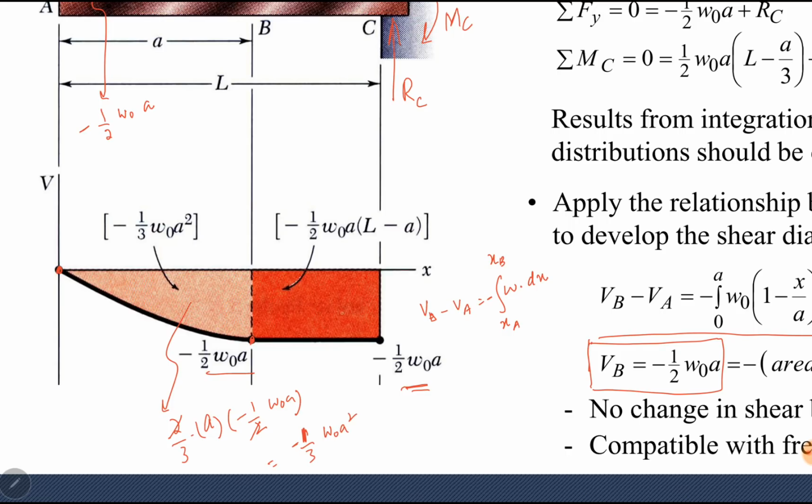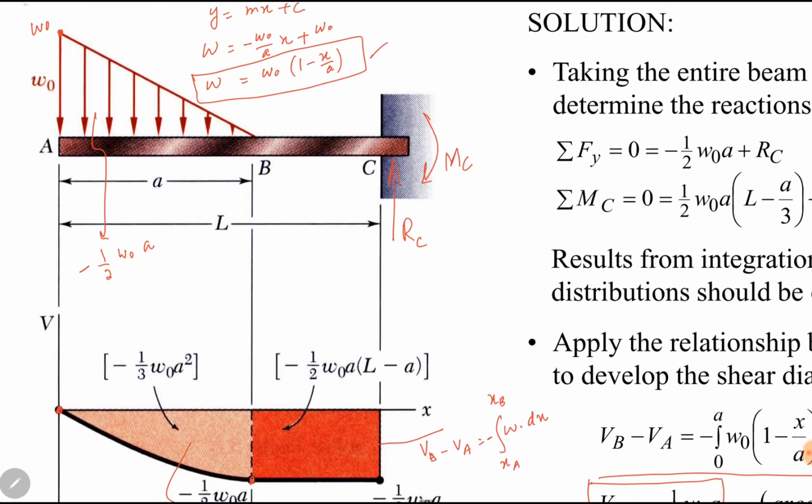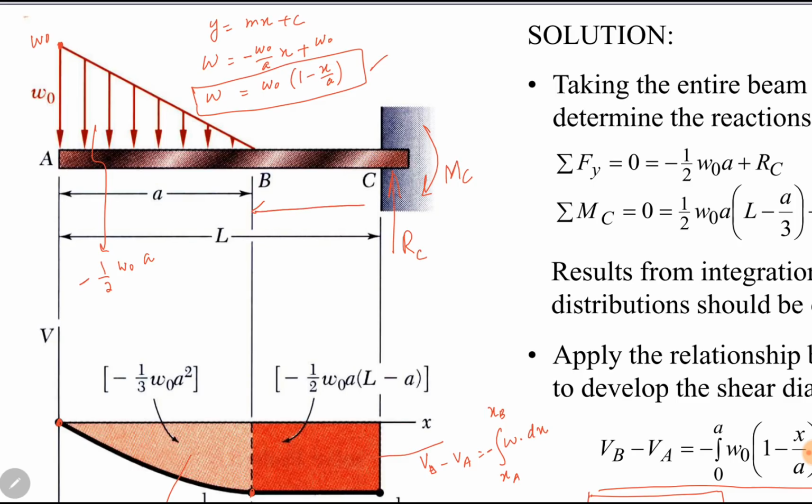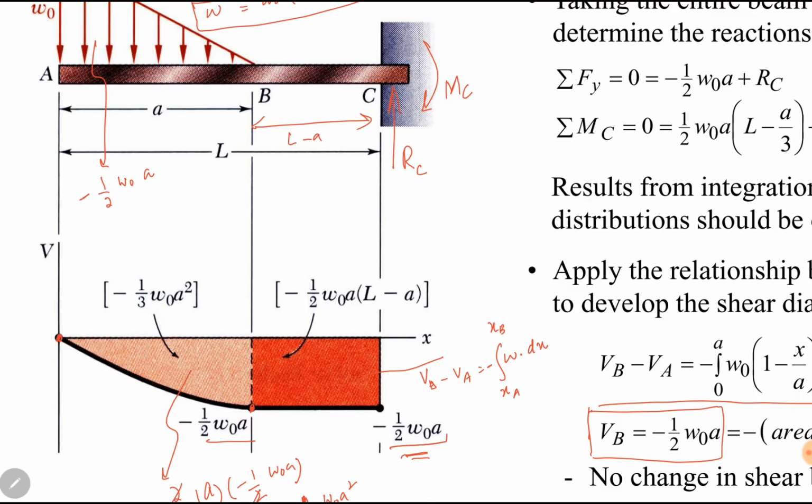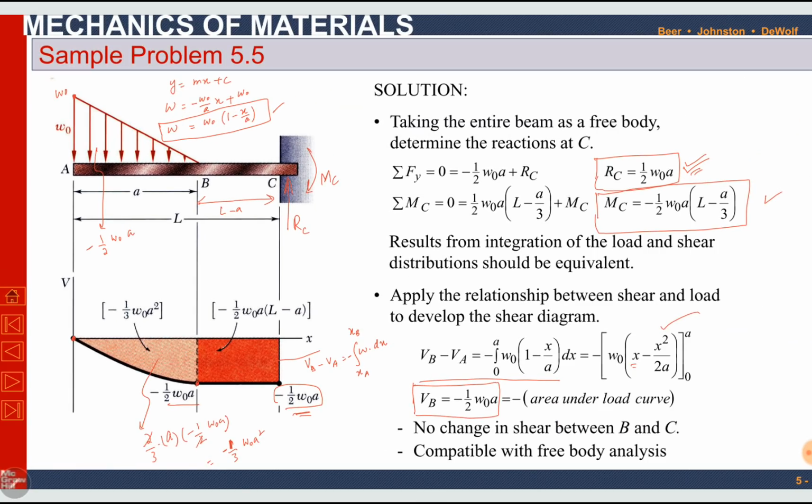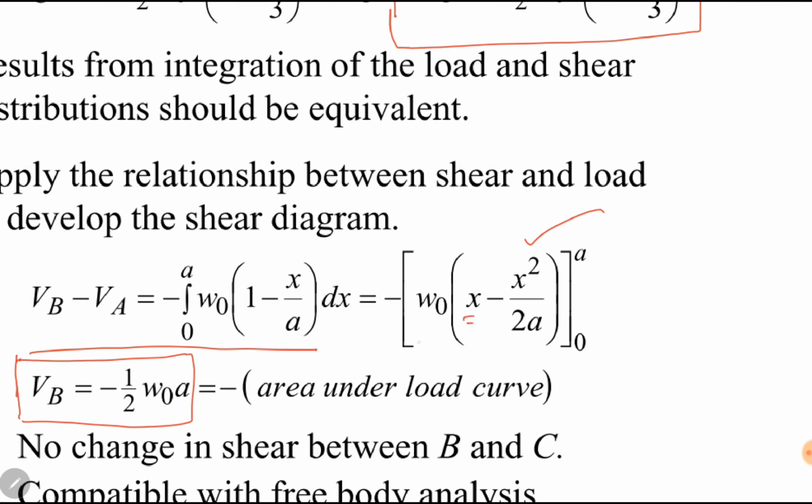Similarly, this is a rectangle. So the area of a rectangle is easy to find. Height is given to us, minus 1 over 2 W naught A, and length is L minus A. So height into length becomes minus 1 over 2 W naught A into (L minus A). Or if we want to use the integral method, we have to use this expression of shear force. This is the shear force between point A and point B.